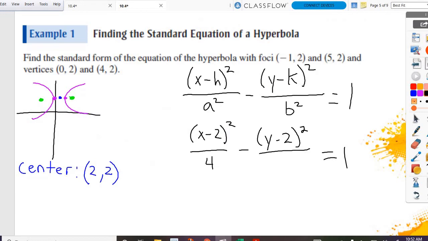Alright. So it's C squared equals A squared plus B squared. What is C going to be? So remember, C is our distance from the center to the foci, so it's going to be 3. We already found A. So what is B squared? 5. And that's my equation.